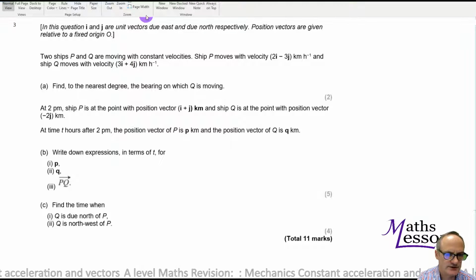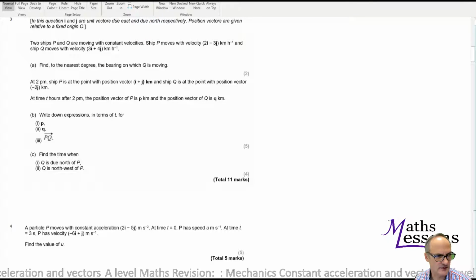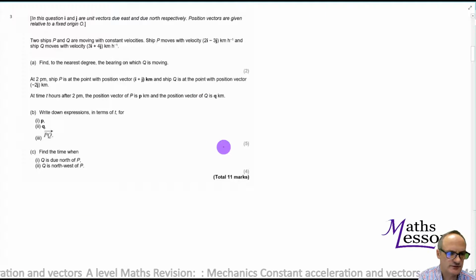Let's just make this a bit smaller so we can see more of the paper, and just move the next question out of the way. There we go. So that'll give me a bit more space to work with.